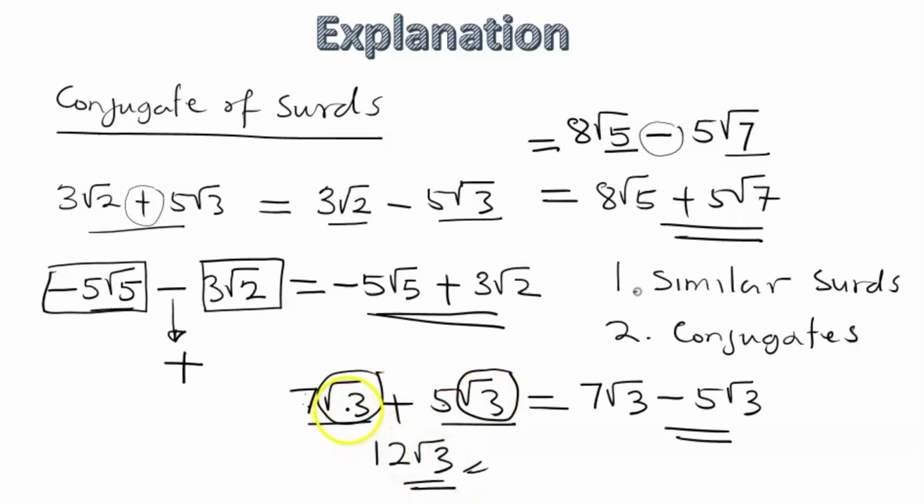Because if they are similar, you can add them. If they are similar, you can subtract them. If they are not, there is nothing you can do, except you can factorize. Factorization is possible, but that is for you to be able to perform the operations of addition and subtraction.